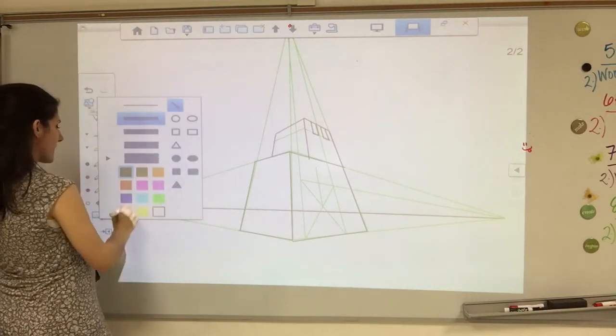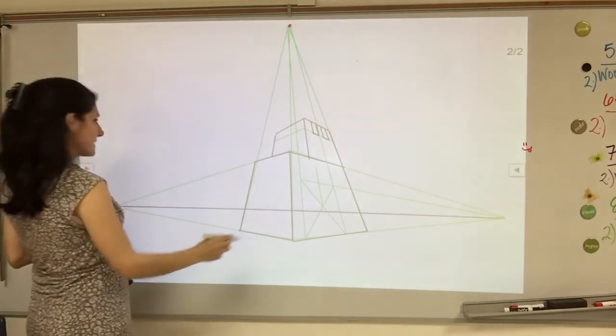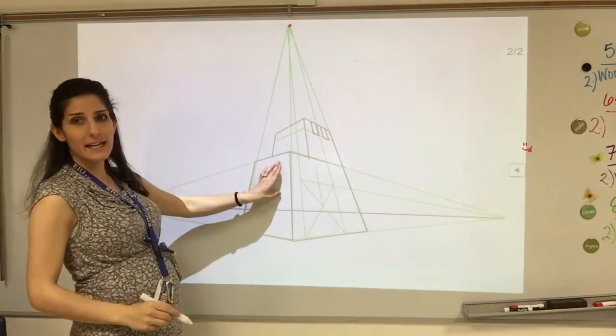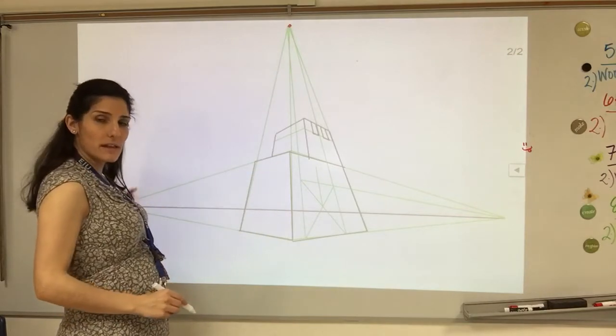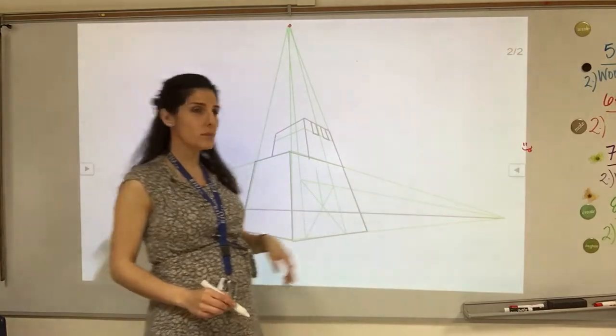let me just make sure I'm going to be on green here for a minute, and then I'll trace over the lines that I'm going to keep. But basically to draw a window, if you're on the left side, the top and bottom are going to go down to your left vanishing point. If you're on the right, the top and bottom will go to the right vanishing point.